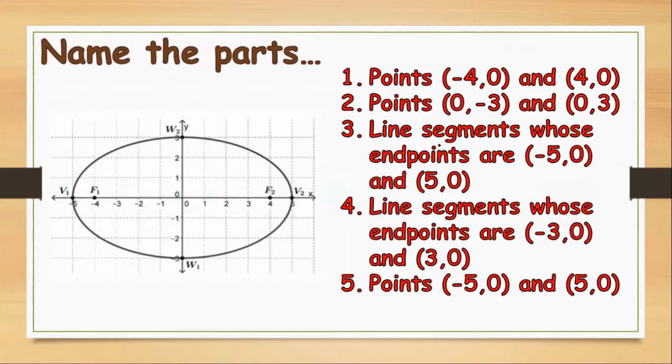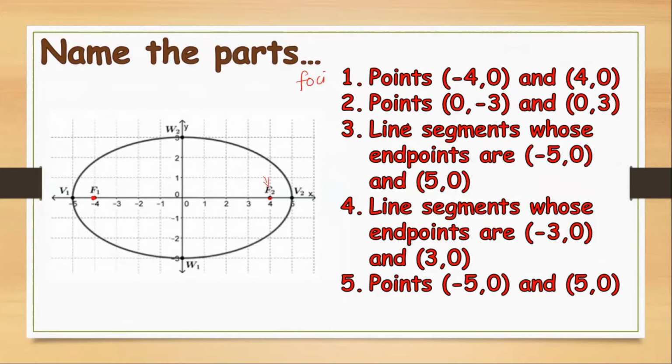So let's try to name the parts. The points (negative 4, 0) and (4, 0). Where can we find these? It is here, (negative 4, 0) and (4, 0). As you can see, it is your F, so it is the focus or foci of our ellipse.